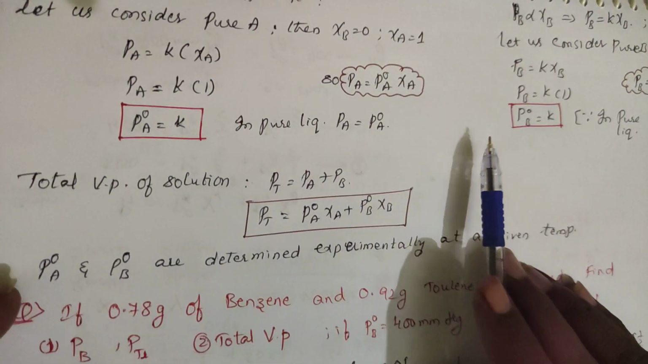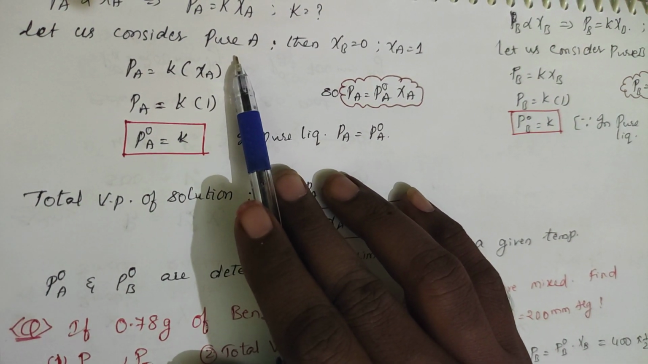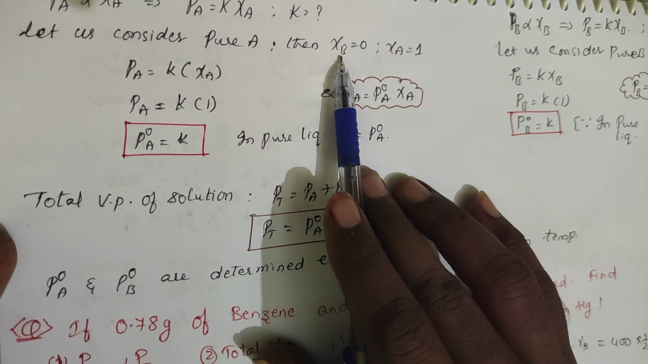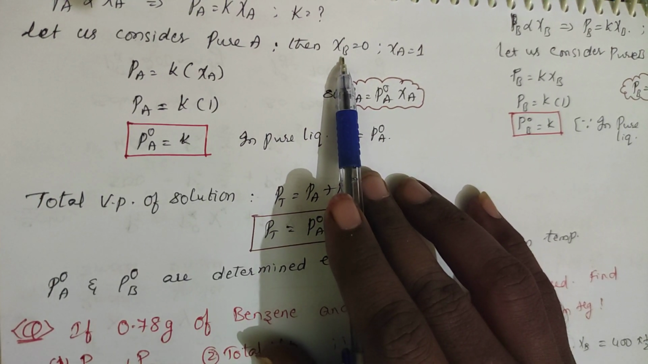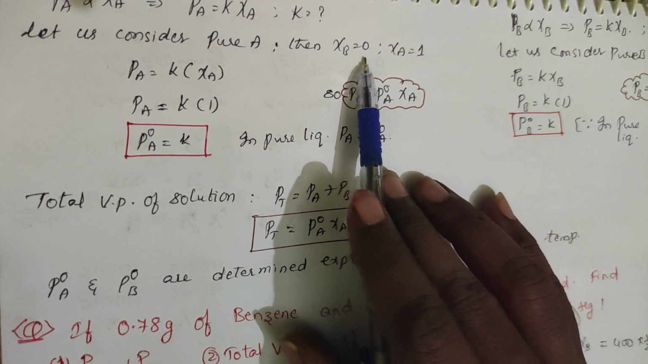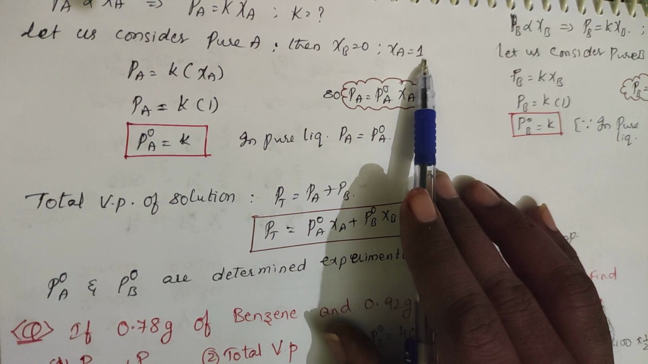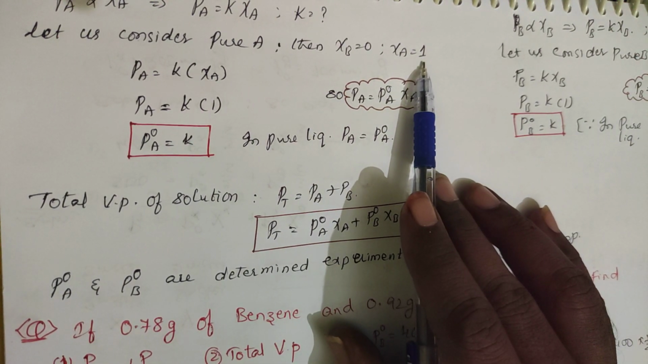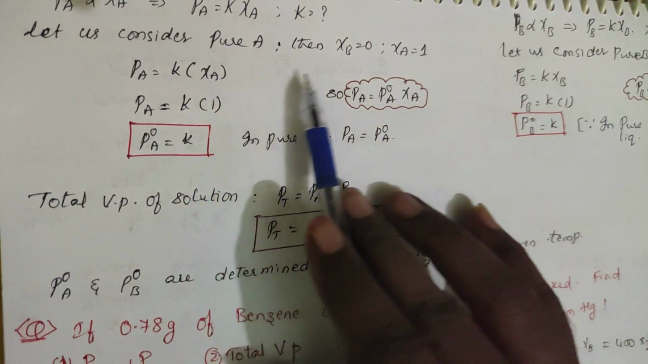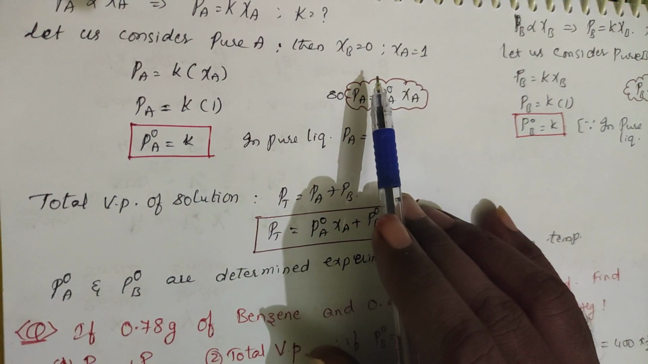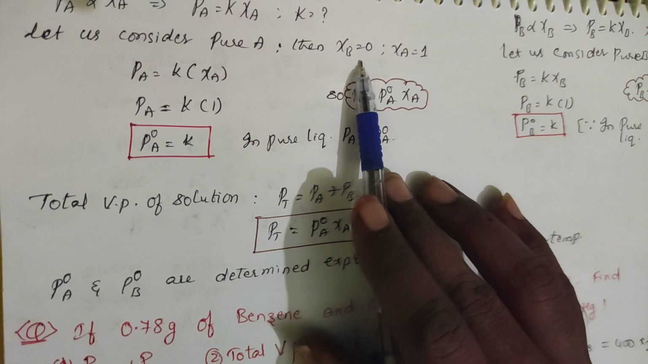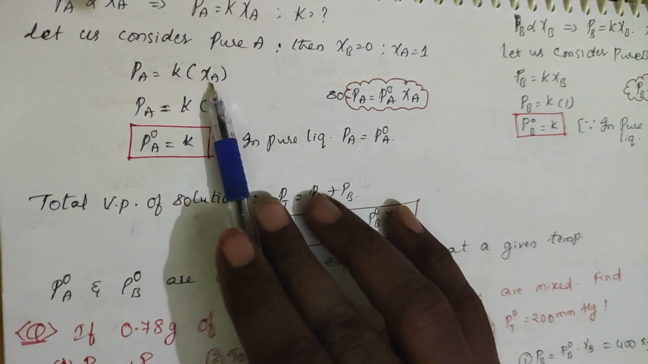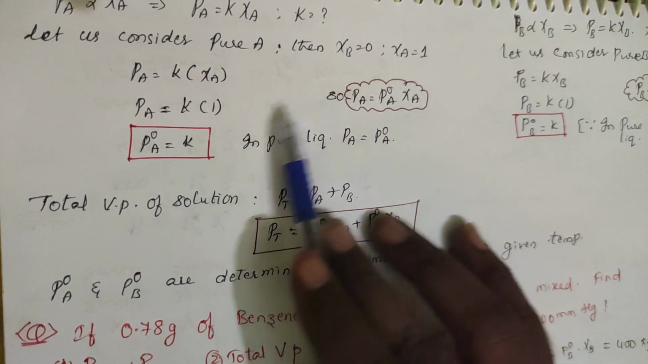So let us consider a pure solution. Pure A is present. Initially I have taken one container, only A is present. Then what happens to the mole fraction of B? There is no solute at all in that. So XB will be equal to 0, XA will be equal to 1. You know that XA plus XB is equal to 1, right? Solute mole fraction plus solvent mole fraction will be equal to 1. Now I want the value of K. I am taking only solvent particles, which means the mole fraction of solute is 0 and XA is equal to 1. So I know that PA is equal to K into XA, and XA is 1.